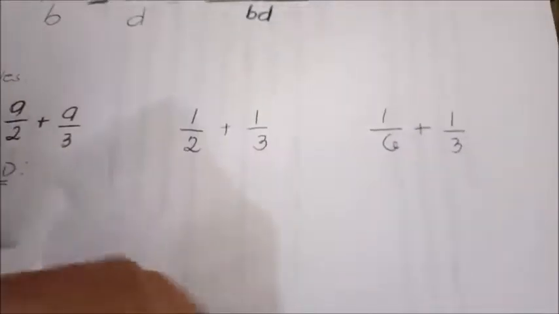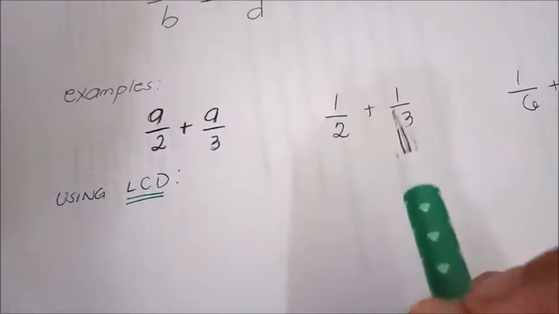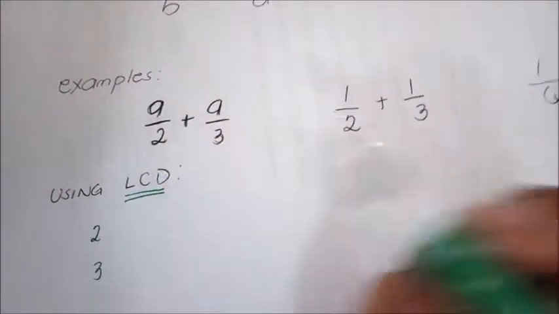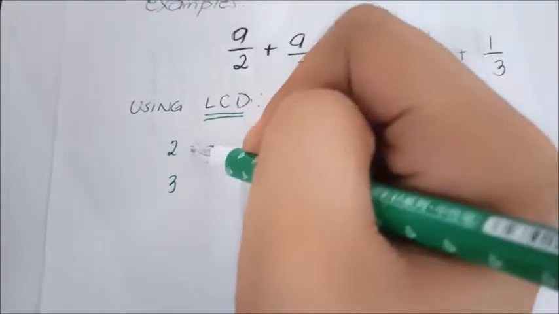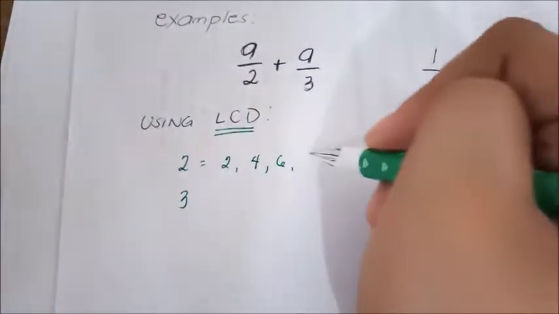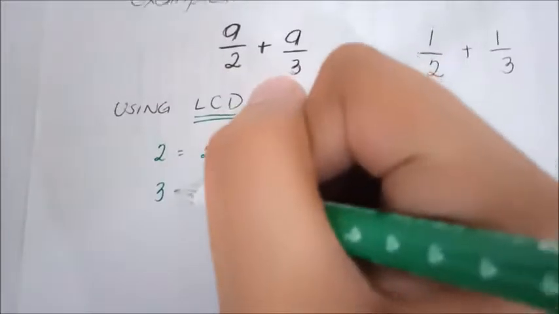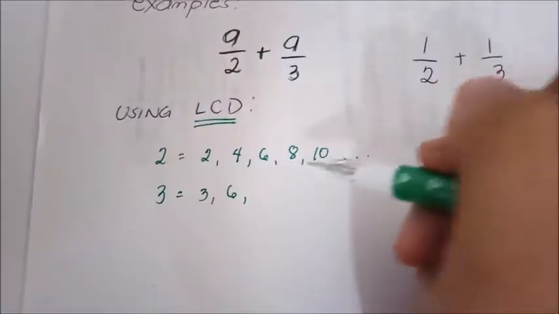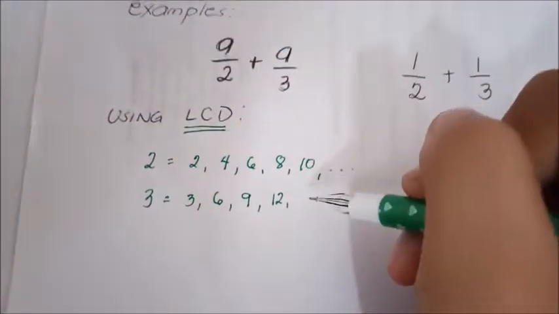Diba? So, if we are to make use of the LCD, kung kukunin man natin ang LCD ng 1/2 and 1/3, ibig sabihin, kukuhanan natin ng least common multiple yung 2 at saka 3. Diba? Pag sinabing multiple, yan yung nasa multiplication table natin ng mga answers. So, kung yan ay 2, its multiples will be 2, 4, 6, 8, 10, and so on. Kapag naman 3, syempre, it will be 3. 3 times 2, 6. 3 times 3, 9. 3 times 4, 12. And so on.